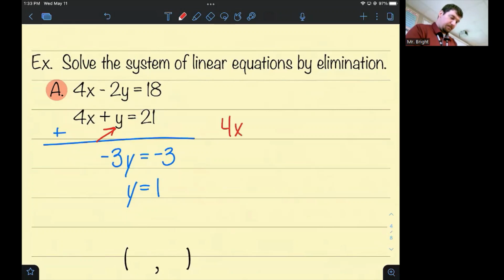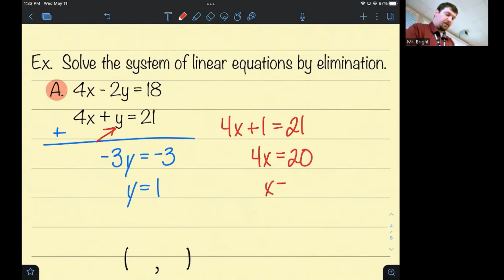4x plus 1 equals 21. Subtract 1 and divide by 4. What's x equal to? 5. So I write my answer as (5, 1), an ordered pair.